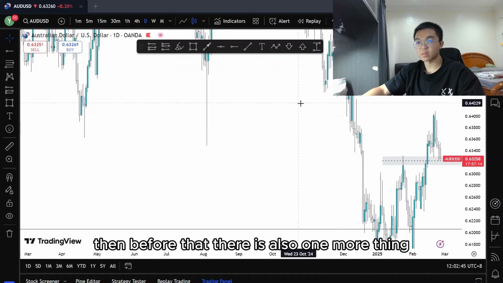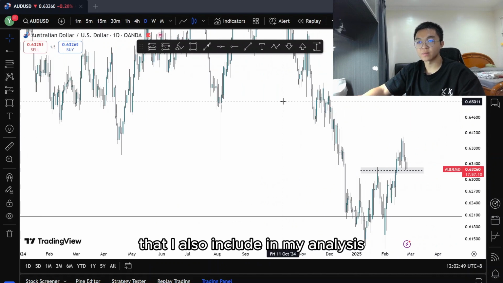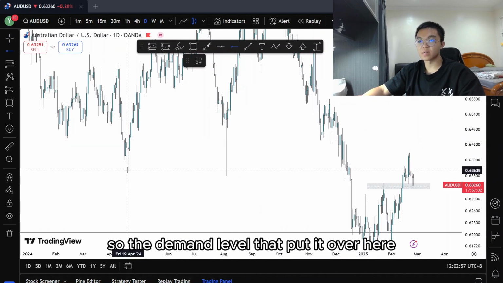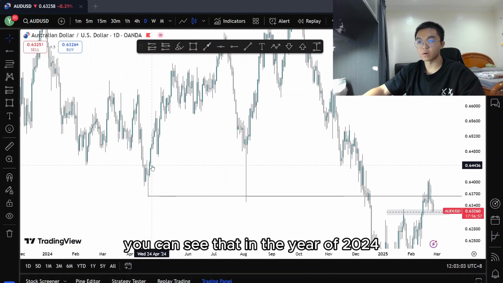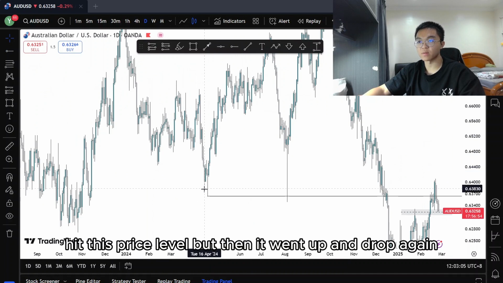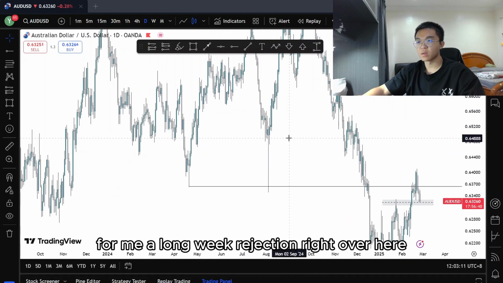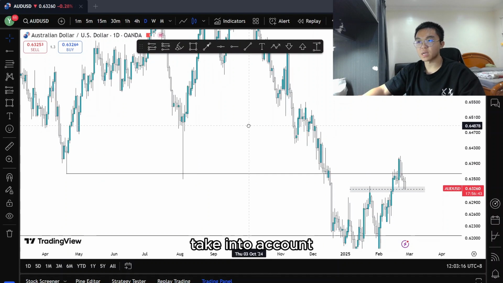Then before that, there is also one more thing that I include in my analysis. Can you see there are multiple rejections here? So this one, a demand level that I put over here. This is a demand level. You can see that in the year of 2024 at this price level, it went up and dropped again, forming a long wick rejection right over here. That means this is also a significant level that we must take into account.